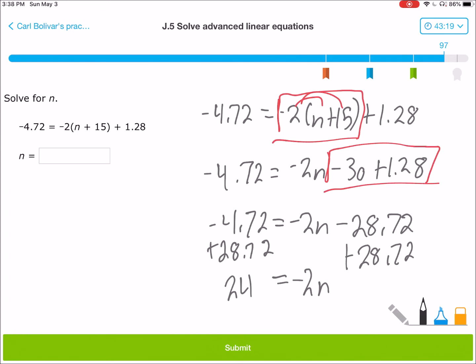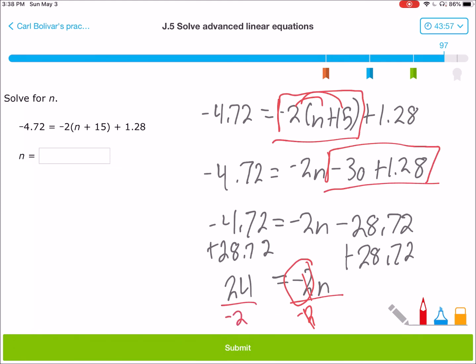Alright, because negative 4.72 plus 28.72 is... hold on. Negative 4.72 plus 28.72. That's 24, yes. Now, let's divide each side by negative 2 so that we can get this 2 out.